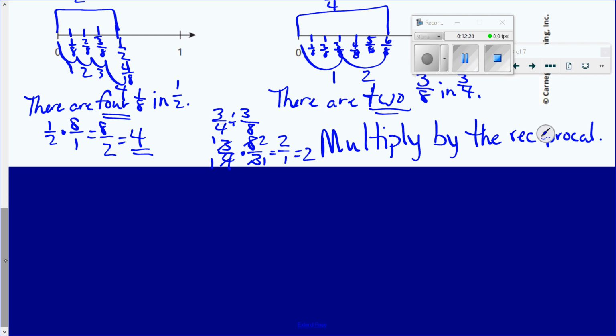If you don't like to do reductions, I can just do the math. 3 times 8 is 24. 4 times 3 is 12. 24 divided by 12 is 2. Will I get to the same answer? Yes. But I'm getting much bigger numbers, much more chance at making a math error.